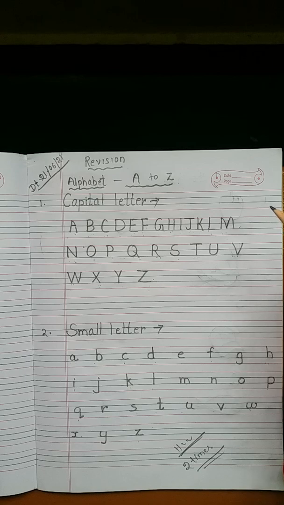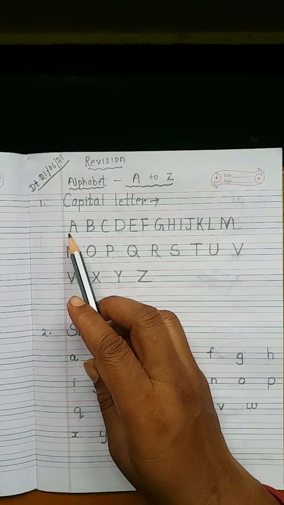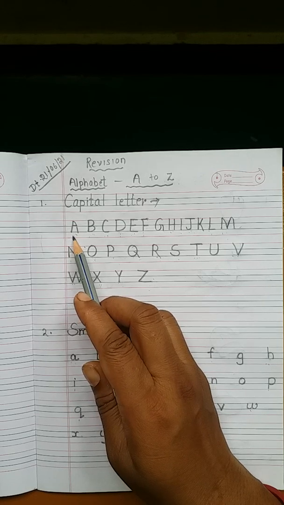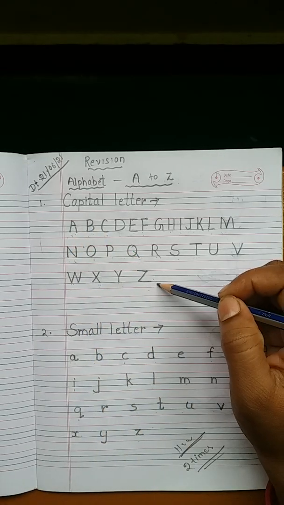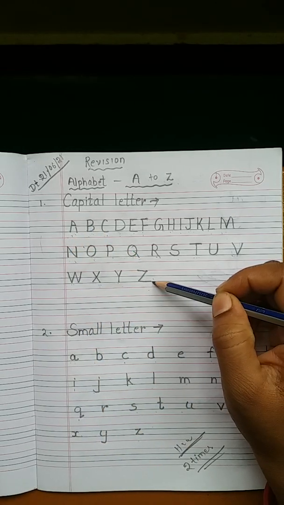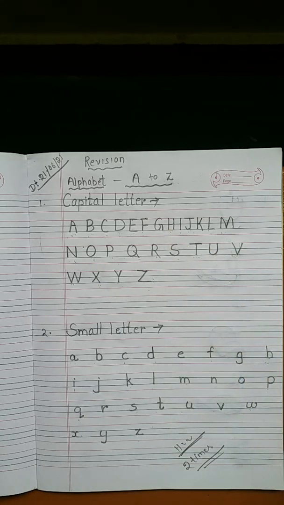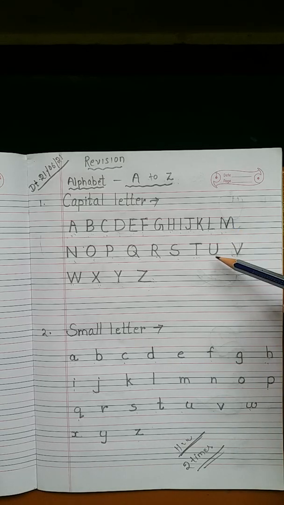And now tell me, what is the first letter? Yes, the first letter is A. And what is the last letter, children? Yes, Z is the last letter of the English alphabet. Now we know the capital letters.